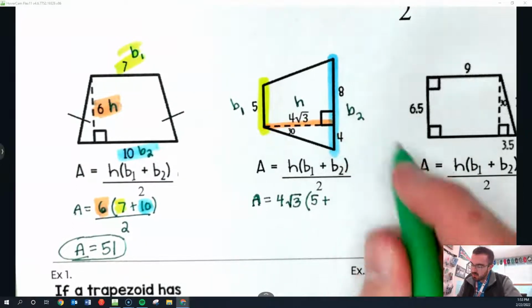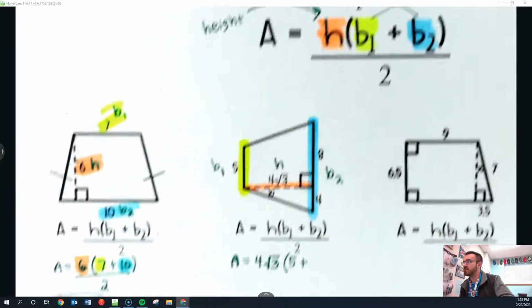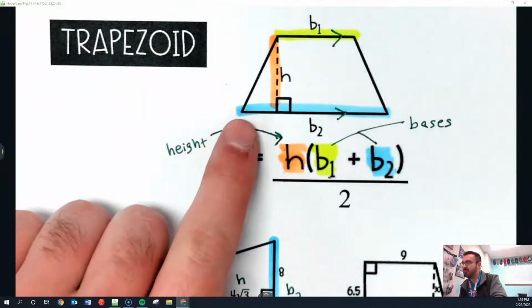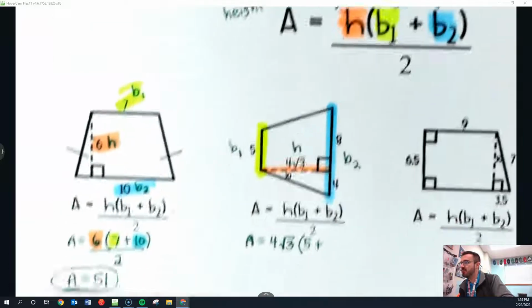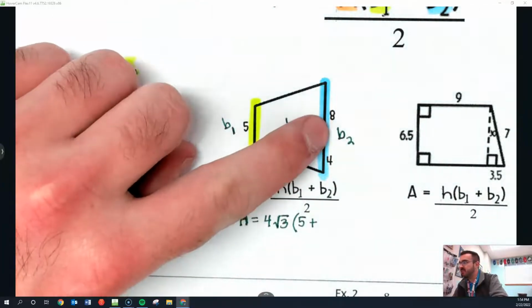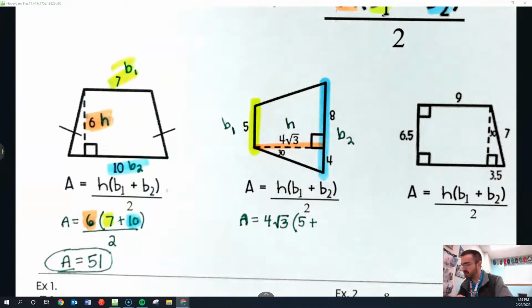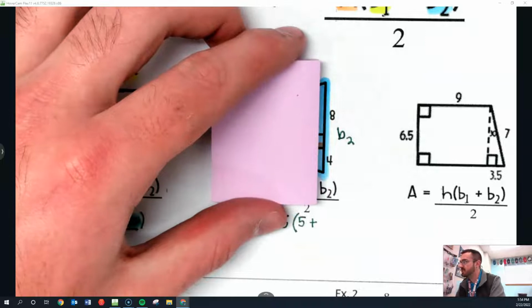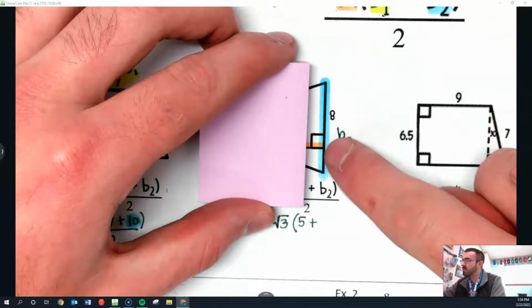Plus base 2. So let's think about it for a second. Remember, base 2 needs to represent the entire length from this tip all the way to this tip. So look at your picture. Take a good look at it. 8 represents just this part right here. Let me visualize that a little bit better. 8 represents from the tip to the angle right here.